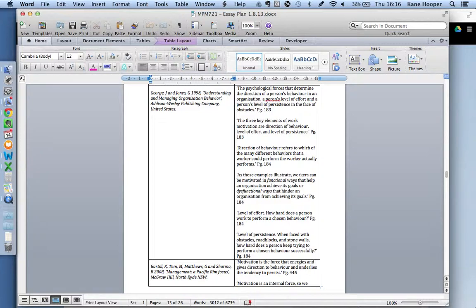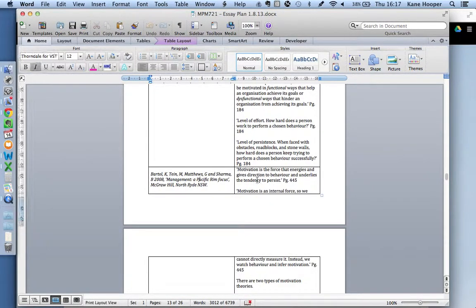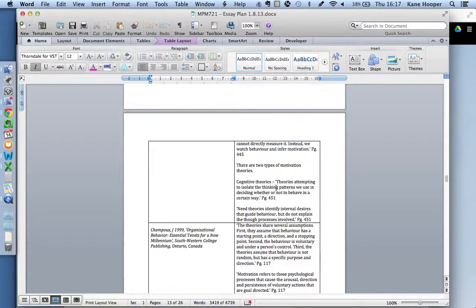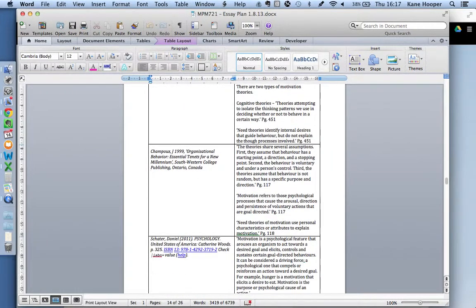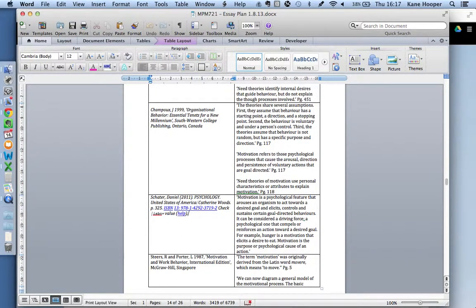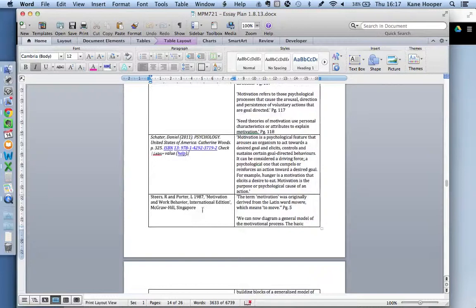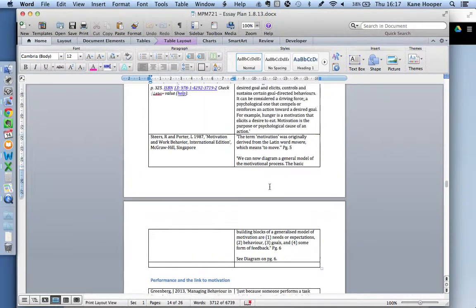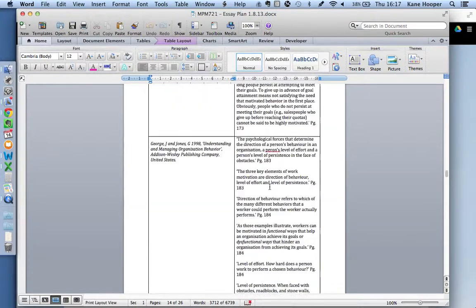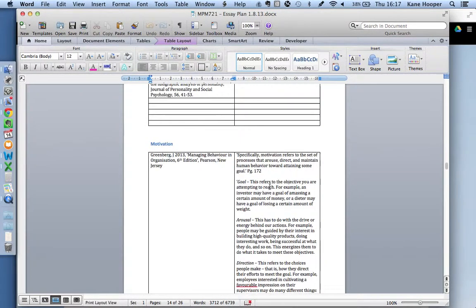So I've got another textbook, and I've taken out all the information related to the definition of motivation. A third textbook, and I take out the definitions of motivation. Fourth textbook. This one's an academic journal, so I'll also do a search in the academic journals, definition of motivation. This is a textbook as well. So I've got here about 6 or 7 definitions of motivation.